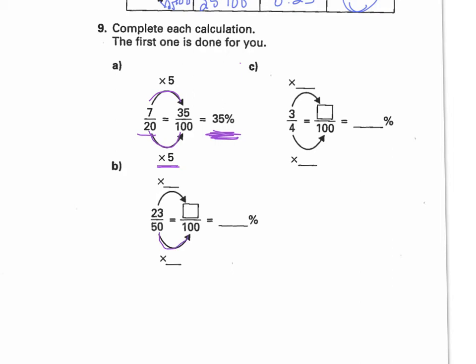To go from 50 to 100, multiply it by 2. So I will multiply this number by 2, and that will give me 46. That is 46%. For C, if you had a quiz and got 3 out of 4, what would your percent be? To go from 4 to 100, I multiply by 25. I will do the same thing to the 3. That gives me 75, and I have 75%.